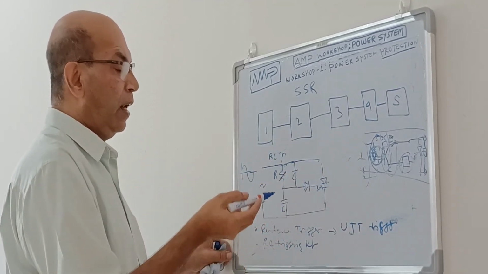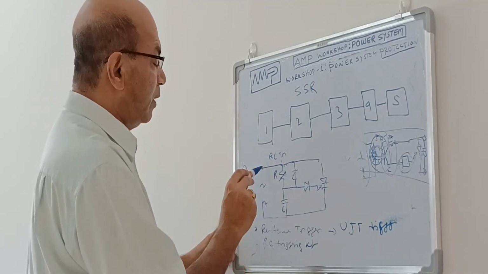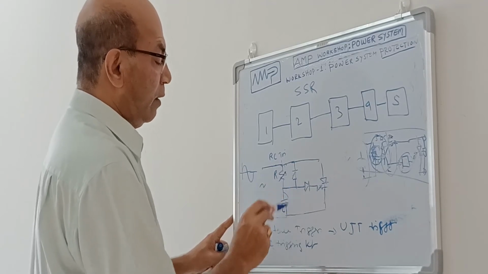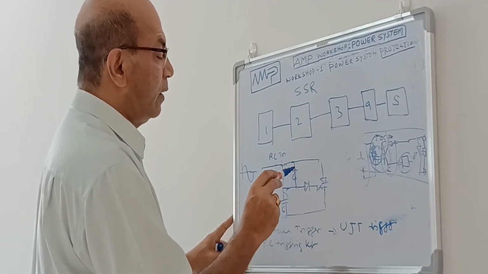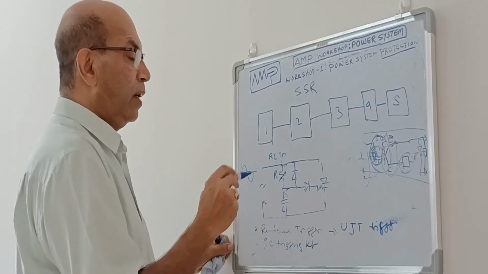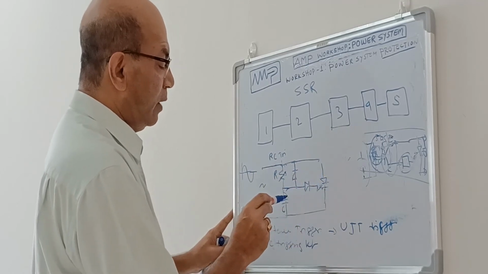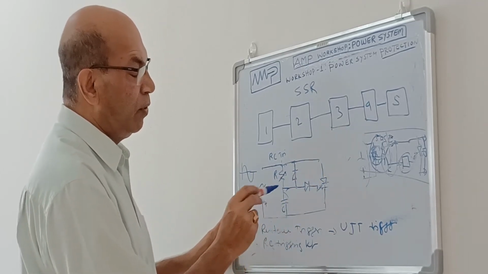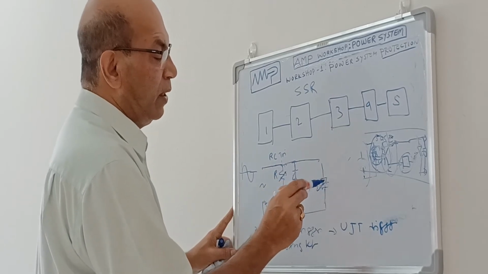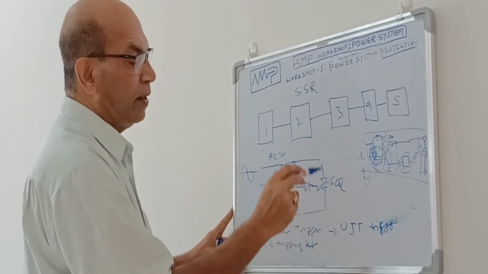In the negative cycle, what is happening? Then this becomes positive and this is negative. So this capacitor is getting fully charged through this, with current flowing through the diode in the negative cycle. Now, the moment the diode gives a signal to the SCR, the SCR immediately gets the trigger signal and starts conducting.